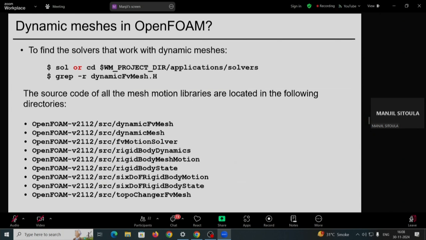So we can go to the solvers folder and then grep this dynamic mesh file, so we can see which solvers use dynamic mesh capabilities. And to see all the source code of the mesh motion libraries, we can go to these paths, which we will later see in the demonstration.